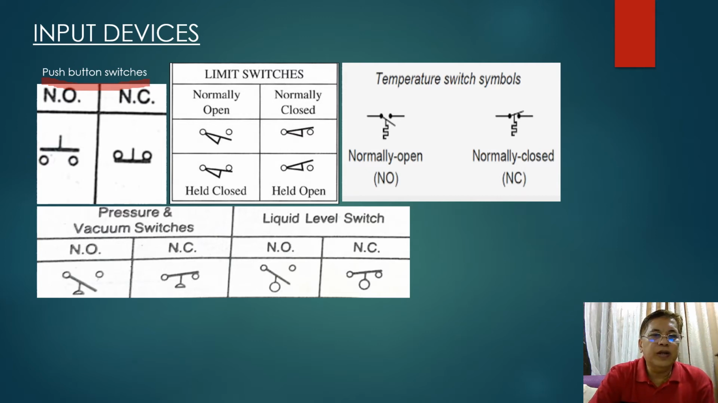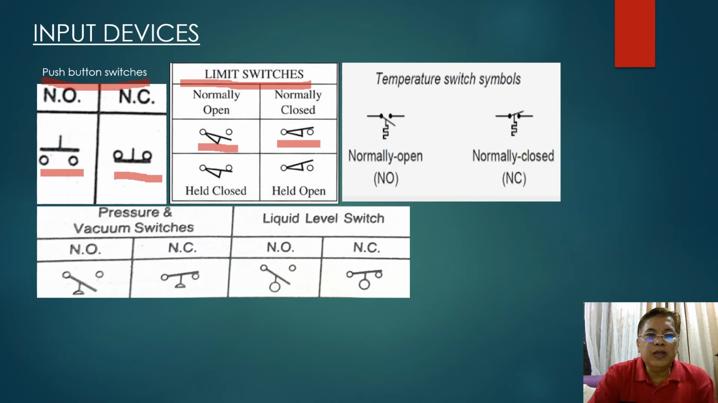So what we have here is the symbol of a normally open contact. And this one here is the symbol for a normally closed push button switch. Then we have the limit switches. So this one here is the symbol for the normally open limit switch, and this one is the symbol for a normally closed limit switch.